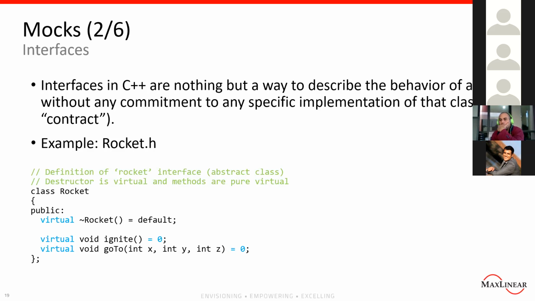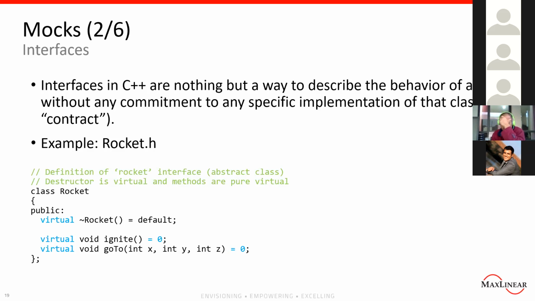The first thing we have to do is to create an interface for the rocket object. An interface is nothing but a way to describe the contract, the behavior of the dependency. In our example, we will have a header file with a class which is an interface, a C++ interface. It's a class with a virtual destructor, and all the methods are pure virtual. We don't provide any implementation for those methods here.